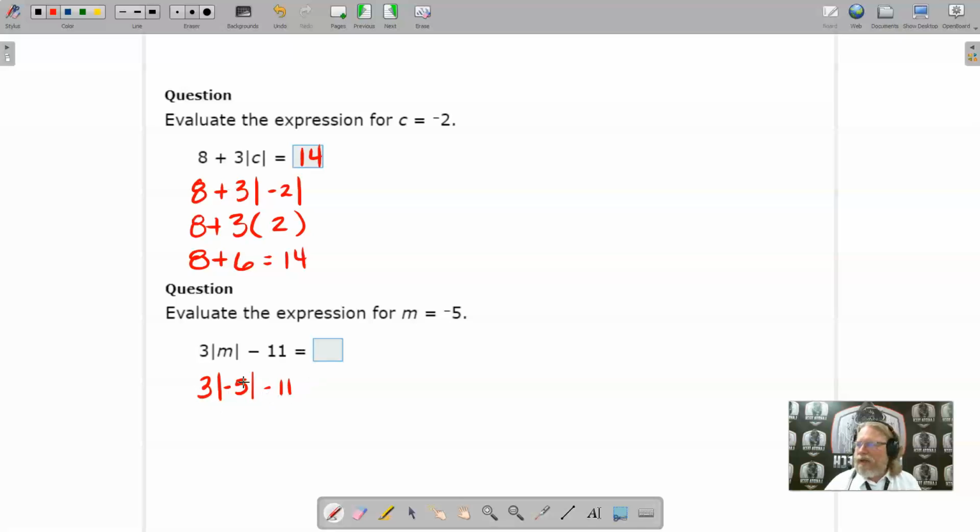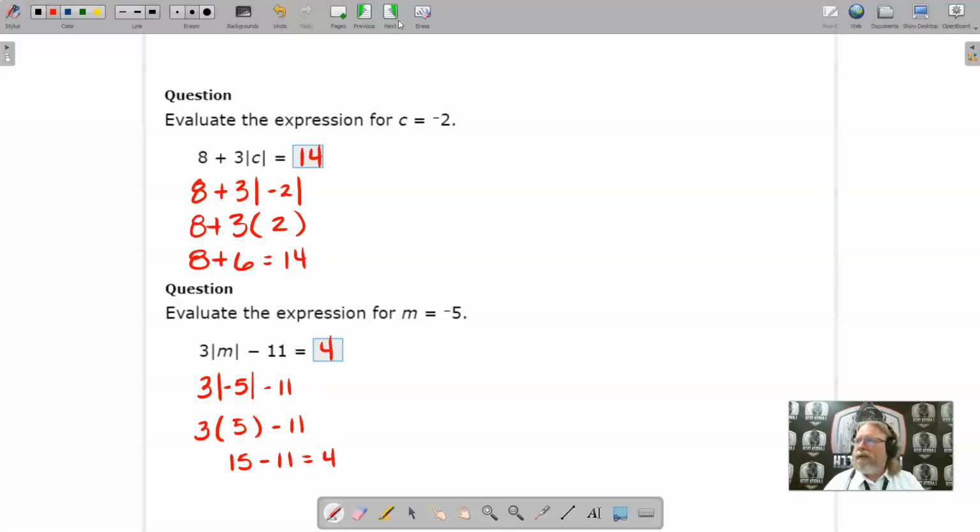Next, I need to do the absolute value of negative 5. So I'm going to write 3, use parentheses to hold the absolute value of negative 5, which is positive 5, and then I'm going to subtract 11. Now 3 times 5 is 15. 15 minus 11, that would give us 4.